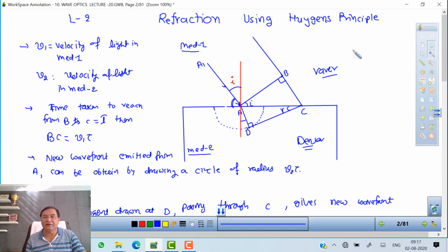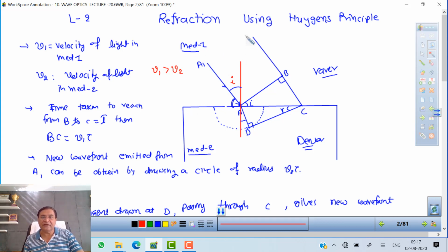We know that in the rarer medium, suppose the velocity is V1, and the velocity is V2 in medium 2. So naturally V1 is greater than V2, where V1 is the velocity of light in medium 1 and V2 is the velocity of light in medium 2. So this is the boundary on which parallel rays are incident.